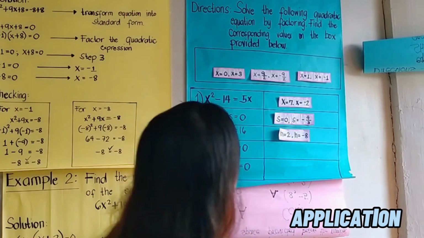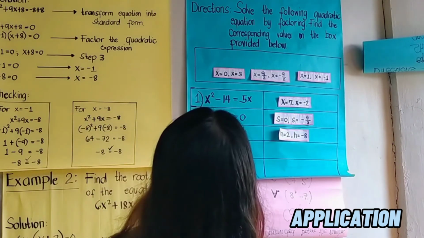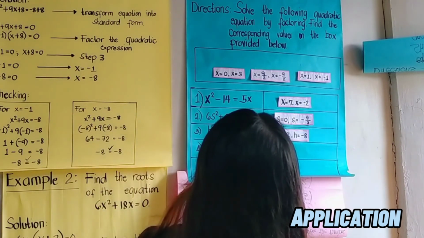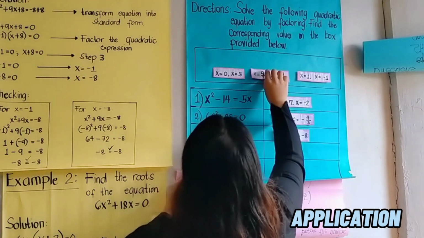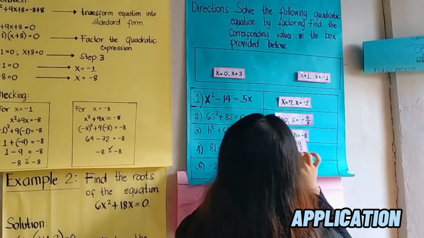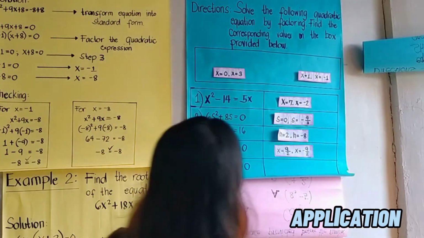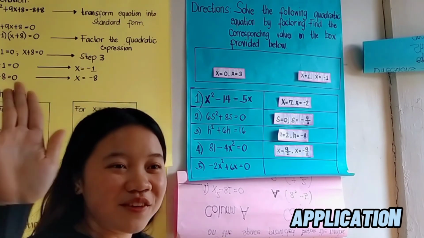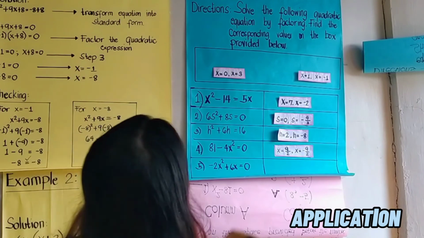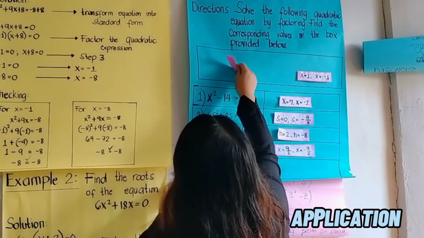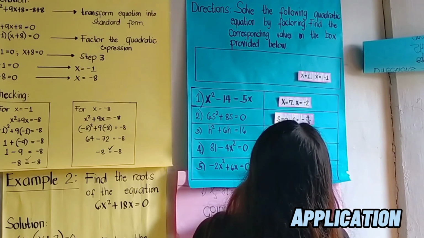Now, for number 4, yes, Team Blue, you're correct. The answer for this is x equals negative 9 over 2 and x equals positive 9 over 2. Now, for number 5, yes, Team Green again, you're correct. The answer for this is x equals 0 and x equals negative 3.